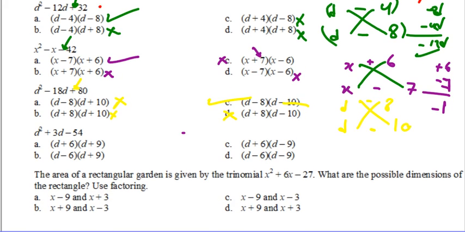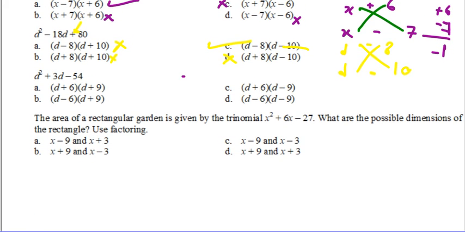d squared plus 3d minus 54. I can deduce that the last sign is negative, so one is positive and one is negative. This is not correct because it has the same sign, and this is also not correct because it has the same sign. If the last term is negative, it must be a different sign between the brackets, and the difference between them equals the middle term. So this is correct, C and B.